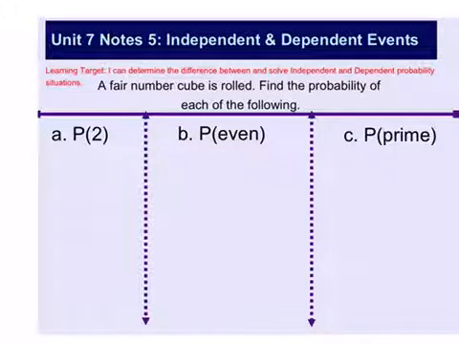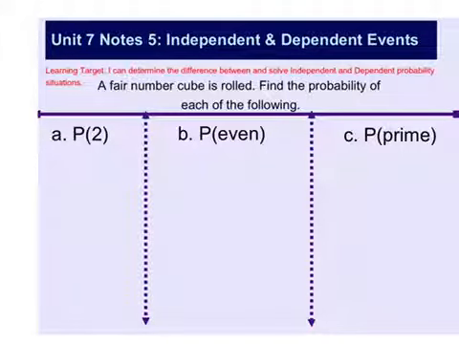Today we're going to go ahead and look at Unit 7, Notes 5. We're going to look at independent versus dependent events. So we're going to use kind of what we looked at yesterday with the probability, and we're going to have to find multiple probabilities, determine if they are independent or dependent, and then multiply them together. So let's review what we looked at with basic probability.